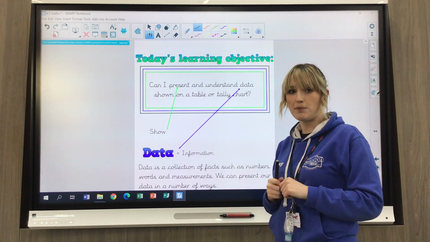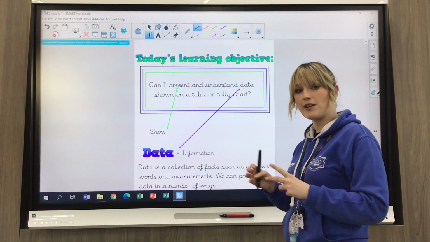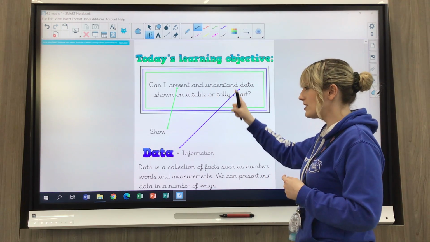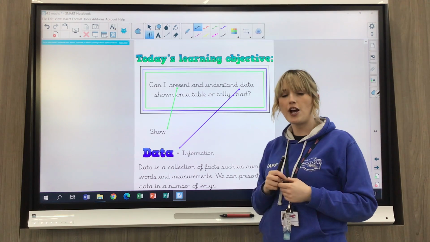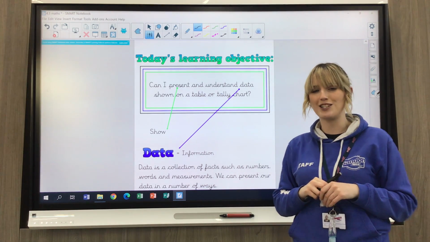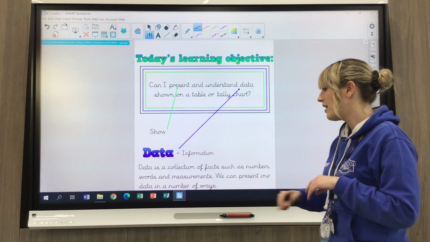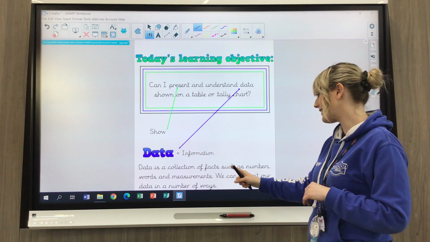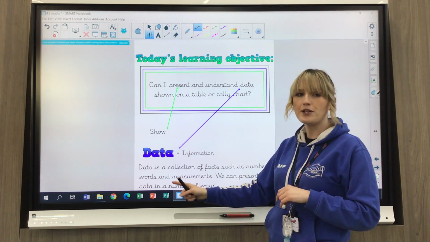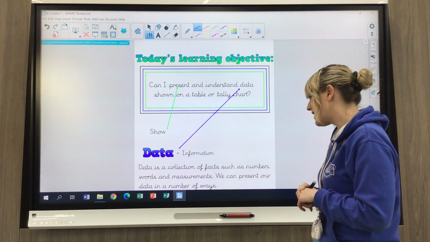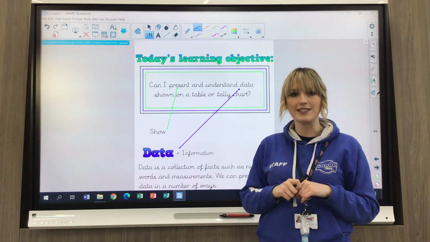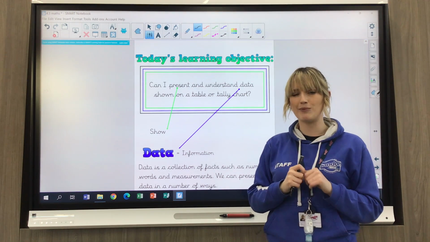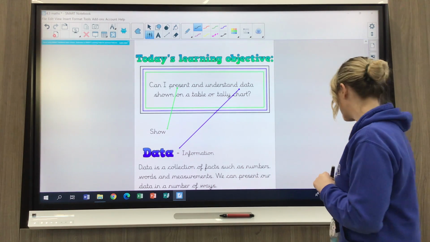Data is just a posh word for information. So if we've got data, it's information. So can I show and understand information shown on a table and tally chart, and we'll look at those later. So data or information is a collection of facts such as numbers, words and measurements. We can present our data in a number of ways, and 2 of those ways are in a table or a tally chart, and we're going to look at those in a moment.